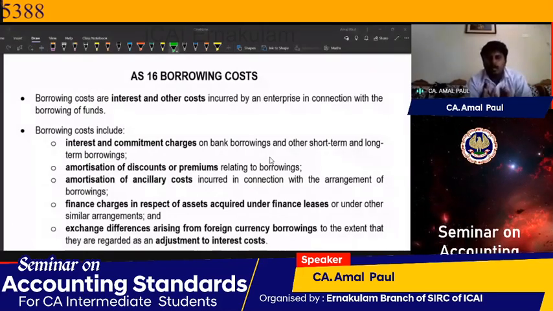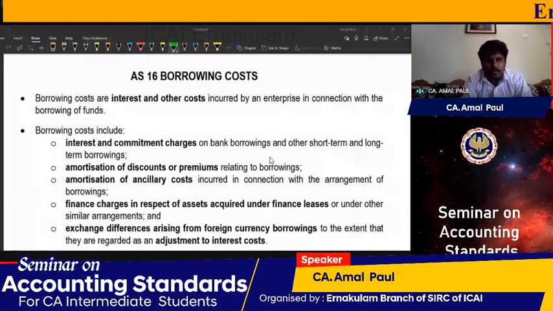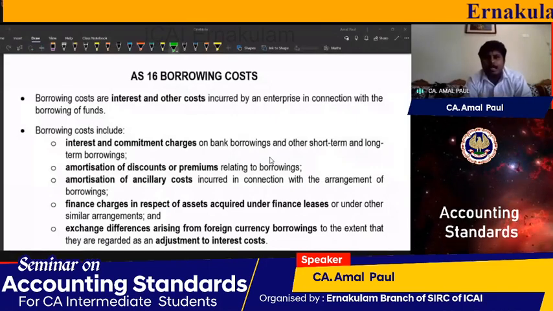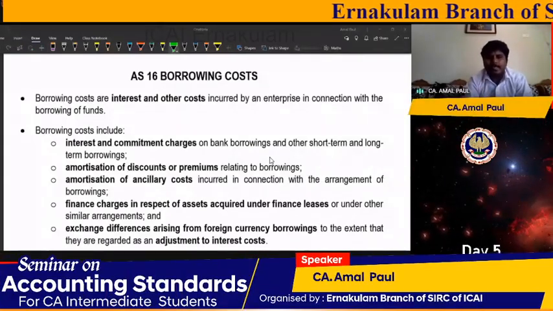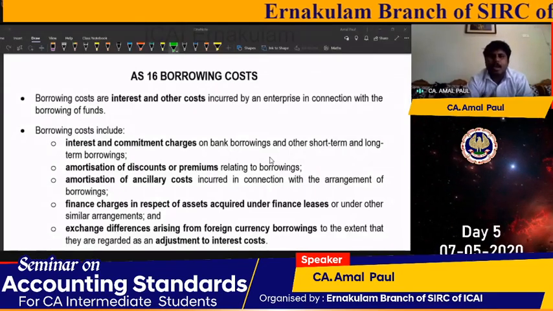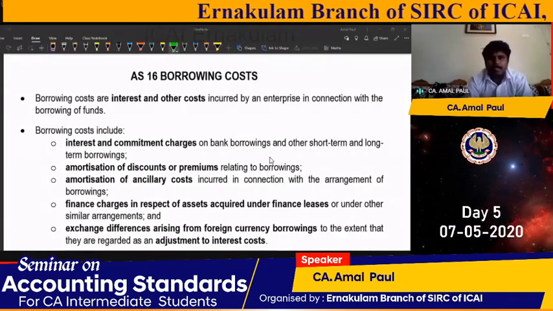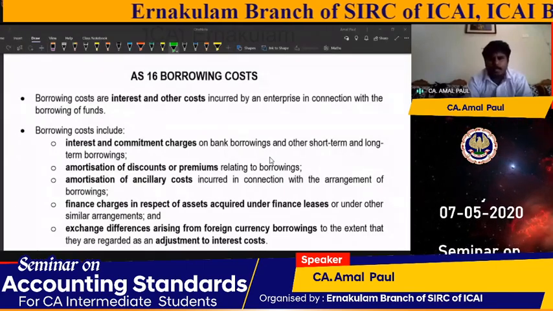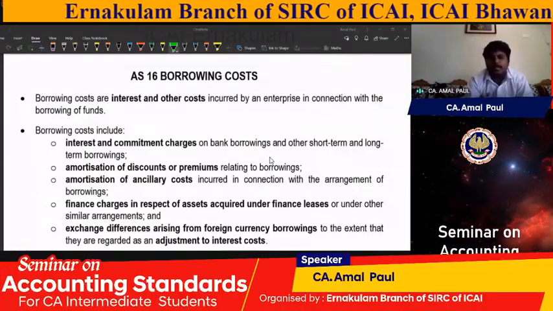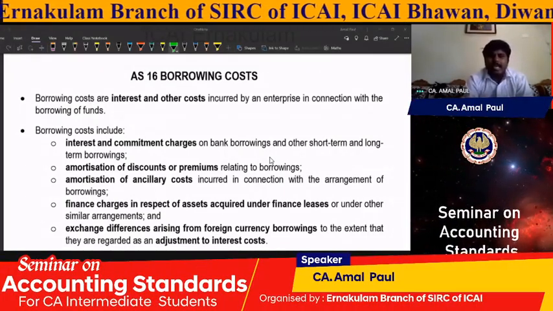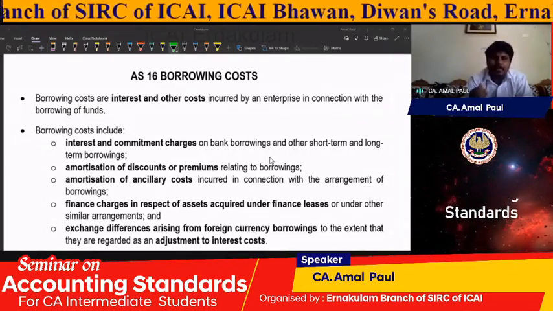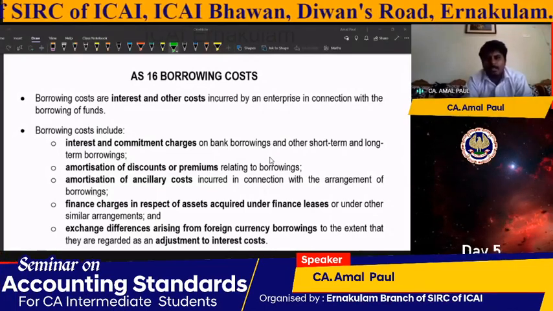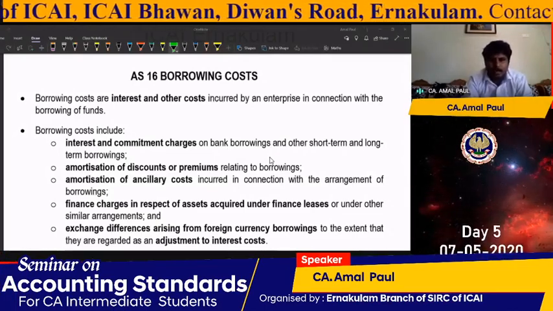So now we are going to in-depth analysis of the standard. This is the last standard when it comes to your first group. In your first group, you have 6 accounting standards in total, out of which 2 are separate chapters. AS3 cash flow statement is part of your preparation of financial statements. Then AS13, accounting for fixed asset, accounting for investment, is also covered by another chapter, that is investment accounting.